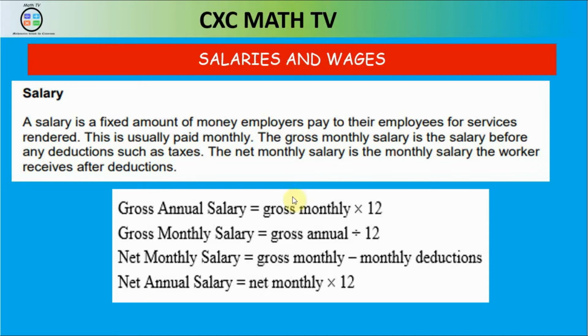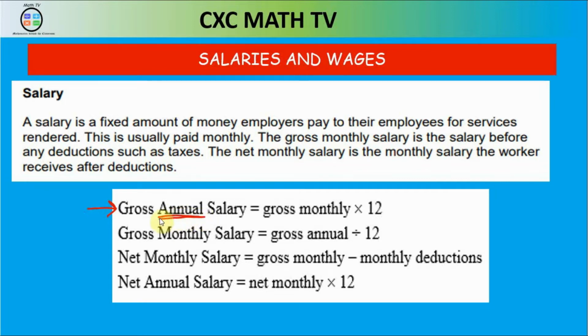Gross annual salary. So gross annual salary, that's just how much you're paid per month multiplied by 12. Gross annual salary is how much you're paid per month multiplied by 12. That just gives you how much you're paid for the year, hence the term annual.